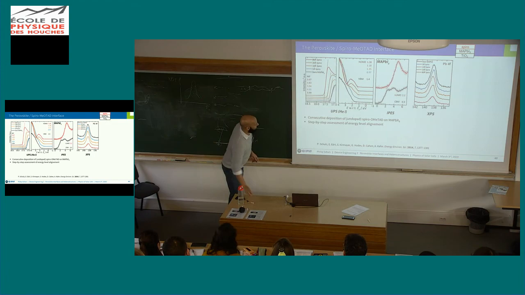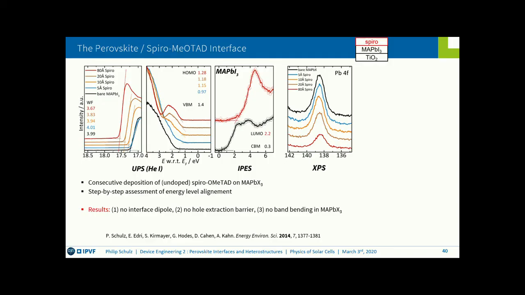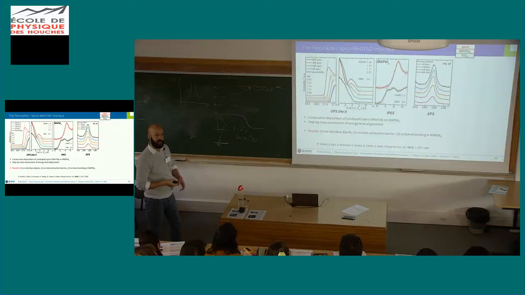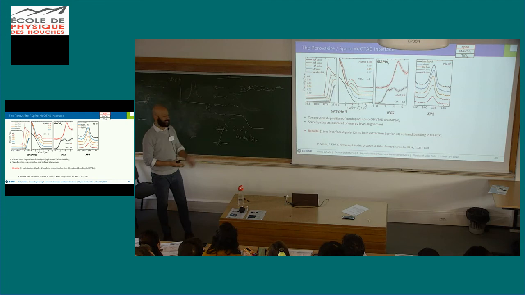And here, by the absence of these shifts, we can say that there is no band bending in the perovskite layer underneath, or that we did not change the band bending that was there to begin with by producing the layer on top. Yes, there's a question, please.